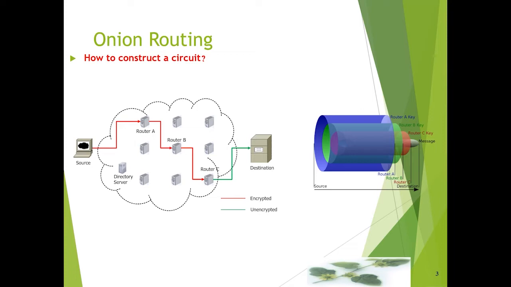The application data from source to destination is encrypted at the source by Ka, Kb, and Kc in turn and sent to router A. Router A decrypts the data with Ka and then sends it to router B. Router B decrypts the data with Kb and sends it to router C. Router C decrypts the data with Kc, retrieves the original data, and sends it to the destination.